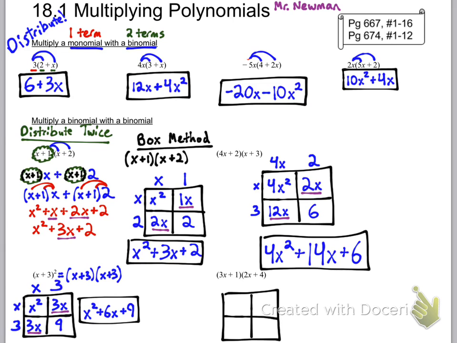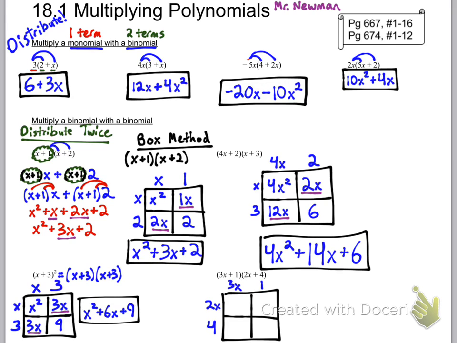For this last one, go ahead and try it on your own. All right, here's how you do it. 3x plus 1 on top and 2x plus 4 on the side. It's okay if you had those switched. The order doesn't matter as long as you have 3x plus 1 on top or on the side and 2x plus 4 on the top or on the side.